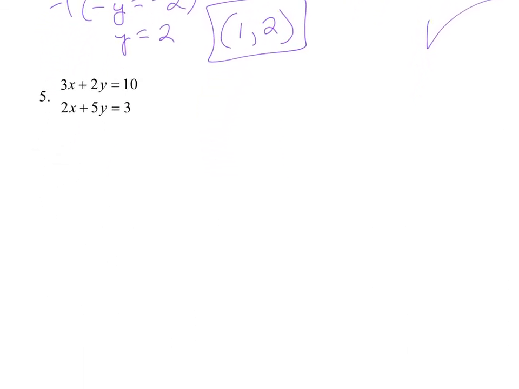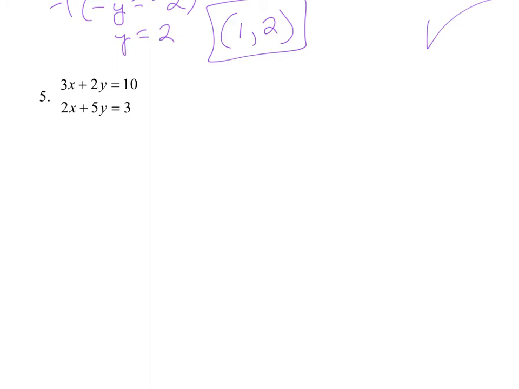Okay, 3x plus 2y equals 10. 2x plus 5y equals 3. Okay, so none of these will easily work. So what I'm going to have to do is multiply one by 2 and the other one by 3. The reason I'm choosing 2 and 3 and not 2 and 5 is 5 is a bigger number, so it just makes bigger numbers. And I like the smaller numbers, they are easier to handle. So I'm going to use the 2 and the 3.